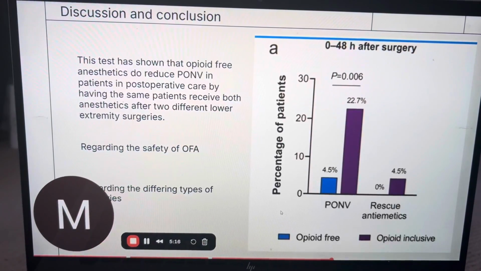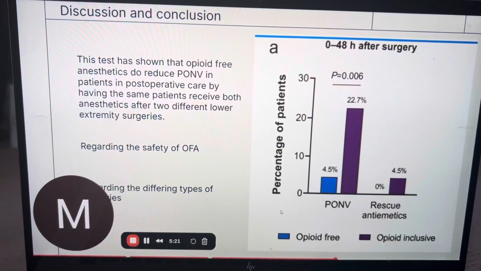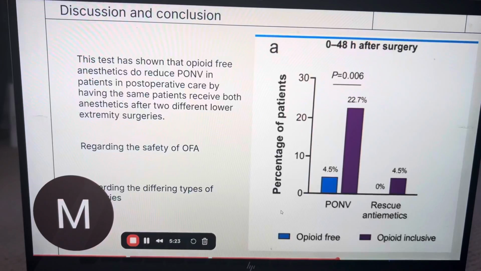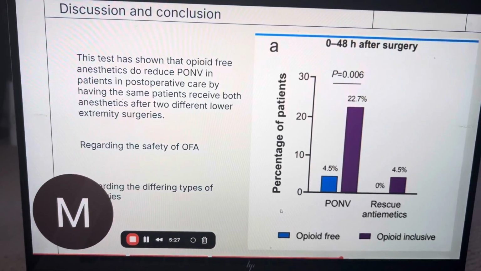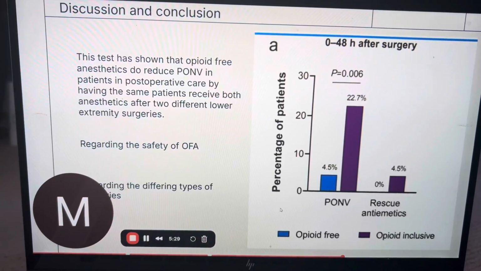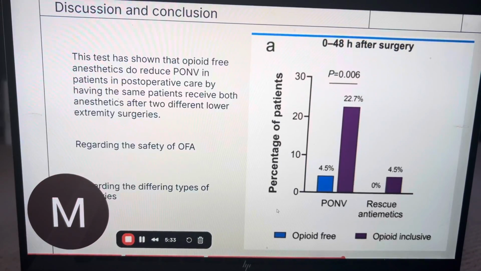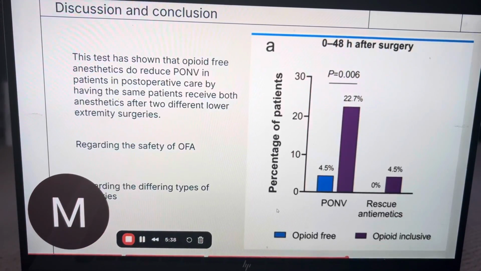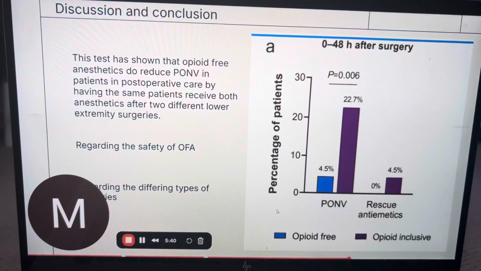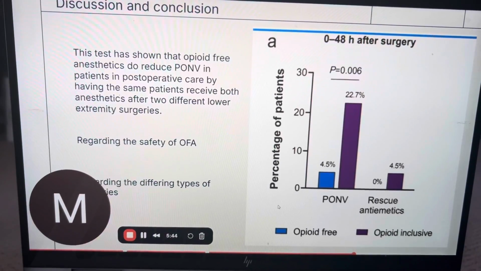We can also see that there was a drastic increase in the post-operative nausea and vomiting for the opioid-inclusive anesthetics, a whopping 22.7%, as the opioid-free anesthetics is only 4.5%. This test has shown that opioid-free anesthetics do reduce post-operative nausea and vomiting in patients in post-operative care by having the same patients receive both anesthetics after 2 different lower extremity surgeries.